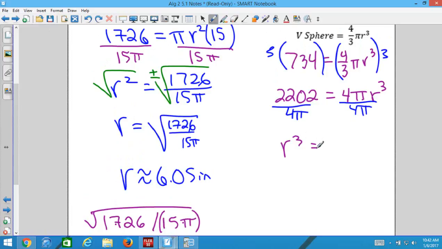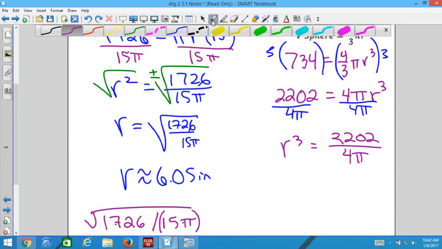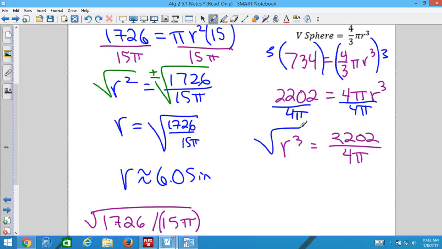Radius cubed equals 220 over 4 pi. How do I get radius by itself? Cubic root. Do I need plus or minus? It's distance, and it's r, so you don't do plus or minus anyway.